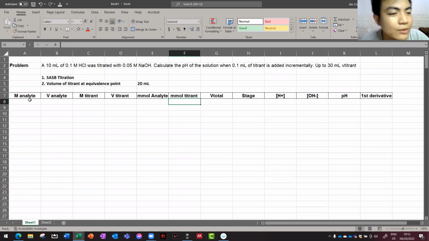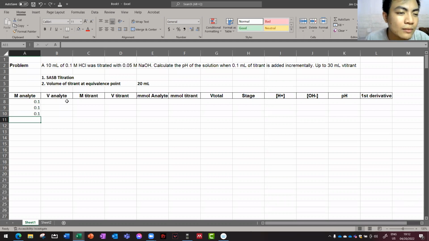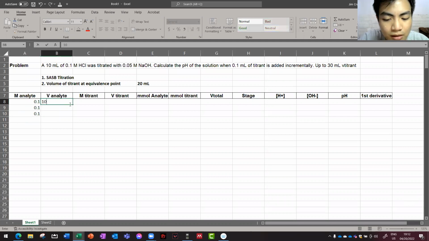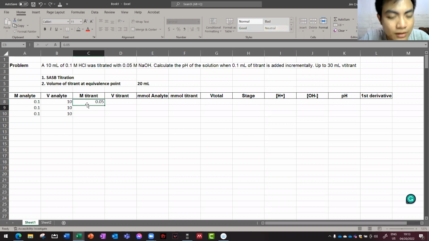So the first thing you want to do is to type in the molarity of the analyte, and it is fixed. So ibig sabihin, hindi yan magbabago. It's always 0.1. For the volume of the analyte, it's also fixed. It's 10 ml all throughout the experiment. For the molarity of titrant, it is also fixed. Okay, so 0.05.